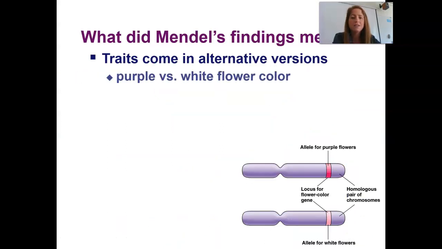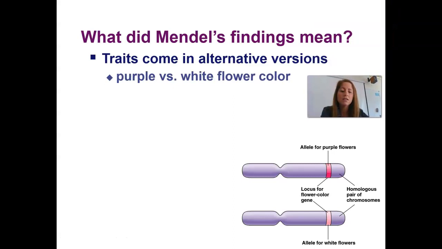And so what he found from this was that all traits come with different forms. We call these forms, the purple and the white flowers, alleles. And these alleles are found on chromosomes, and the chromosomes are what we inherit. Of course, Mendel didn't know all of that, but you have two alleles for every gene, one from your mom and one from your dad. And what that literally means is you have two chromosomes, one from your mom and one from your dad, and that's where your alleles are located, or your genes are located.